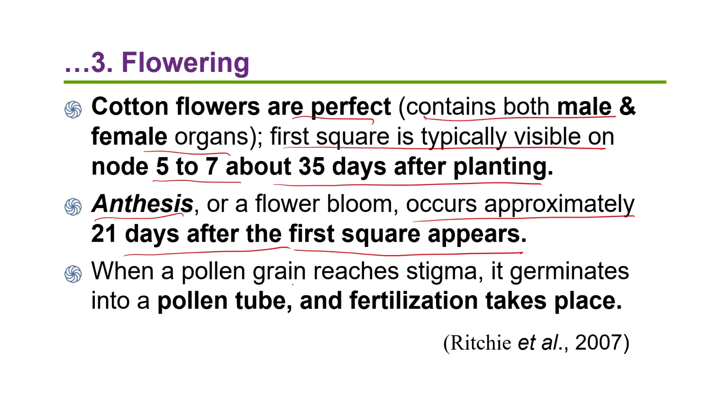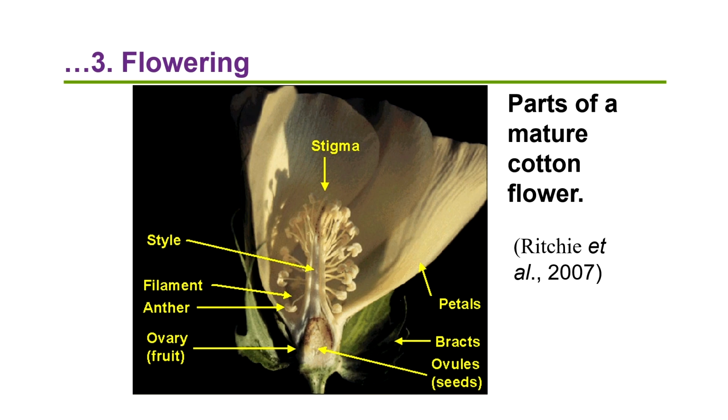When a pollen grain reaches the stigma, it germinates into a pollen tube and fertilization takes place. Now you can see the parts of a mature cotton flower. Initially the petal color here is creamy white. It can have some other colors also. Now you see the bracts. And then the ovules, which form the seed. This part is the ovary. And anthers are there, borne on the stamen. And this is the filament part.